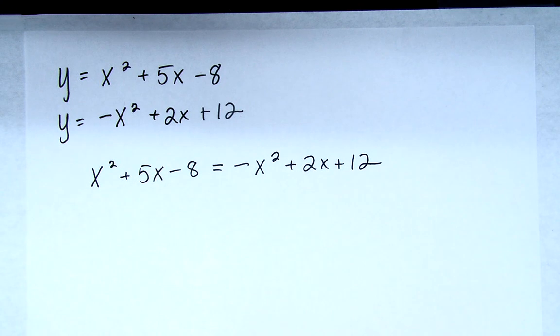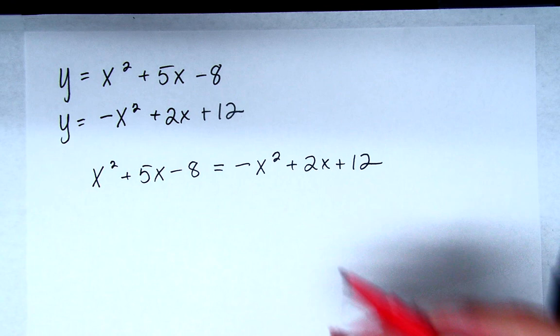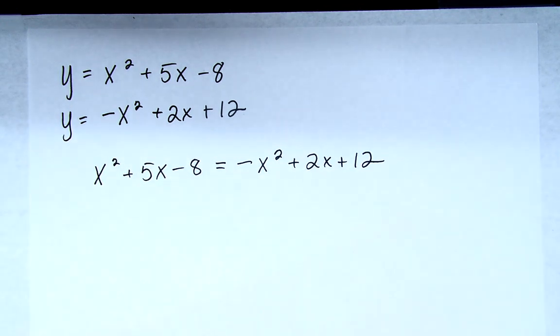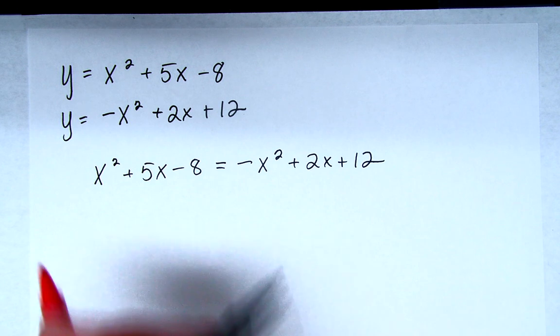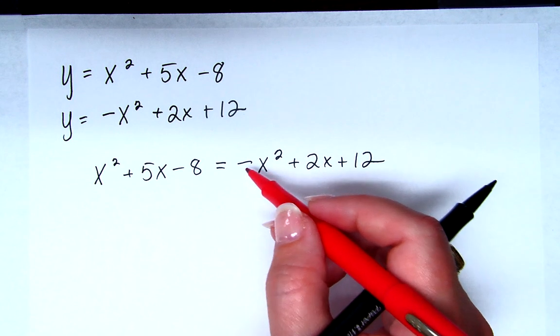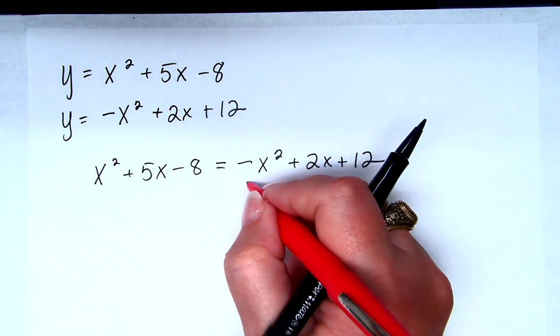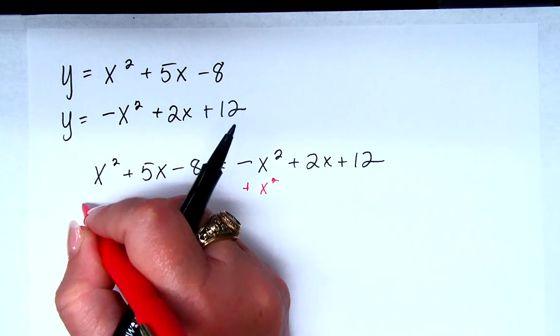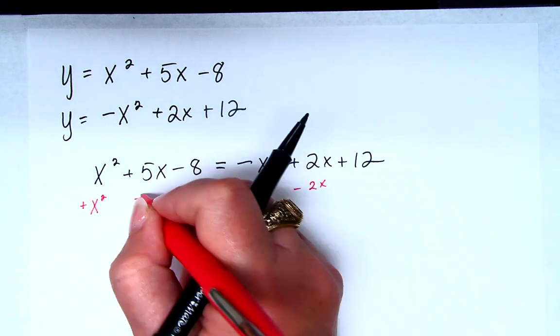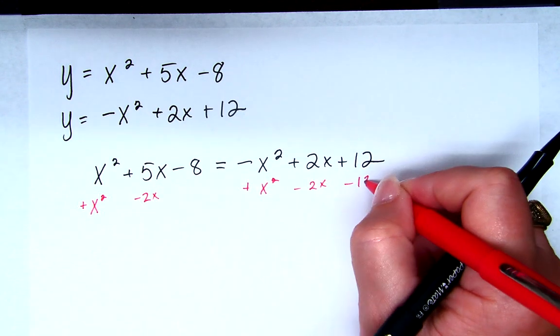So how do I go about solving this? Do we want to get everything on the left-hand side or everything on the right-hand side? Doesn't matter. So personally, I would get it to the left-hand side, because if I move it all to the right-hand side, what's going to be true about my a value? It's going to be negative, right? So I'm going to go ahead and add x squared to both sides. Are you okay with that? And subtract 2x from both sides. And subtract 12 from both sides.